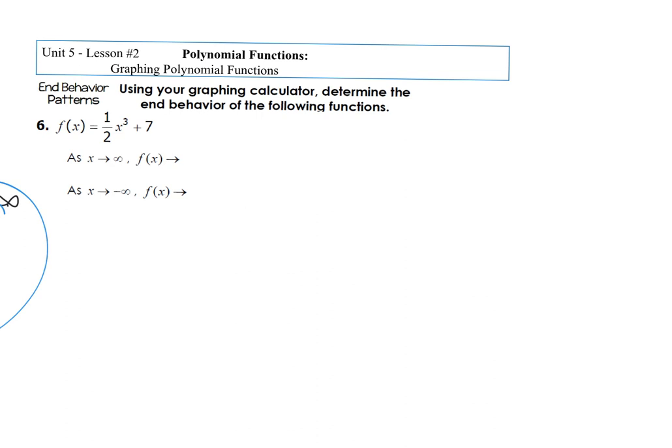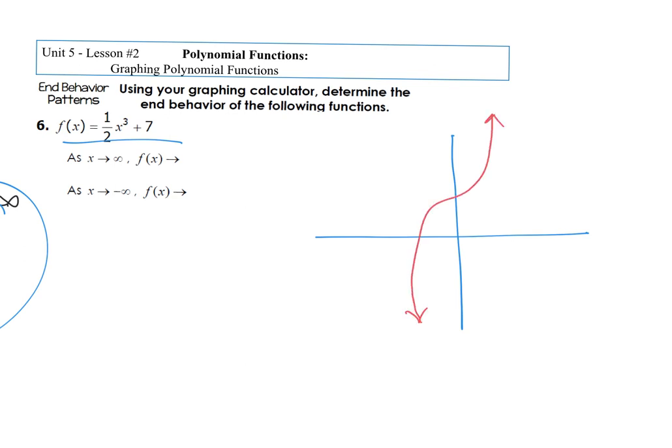Okay, and our last example like this. On number 6, we have f of x equals 1/2 x cubed plus 7. So here's our grid. Now this one looks a little bit like this. Keep in mind this is my infinity side, this is my negative infinity side. So as x approaches infinity, as I move outwards to the right, this is going to continue to move upwards. So we are ending at positive infinity for f of x.